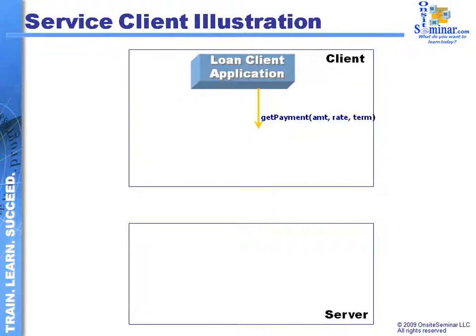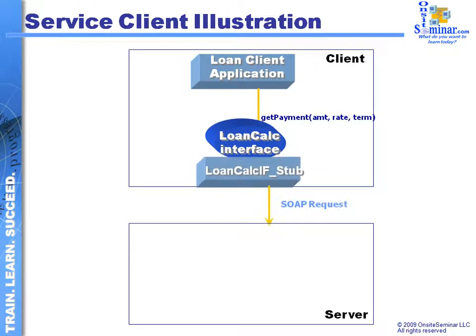The operation it's calling here is going to be on an interface. So we have this loan calculation interface. The loan calculation interface is part of the loan calculation stub program. The stub is the generated component that came from the WSDL file itself. The stub is what's actually going to create our SOAP request.